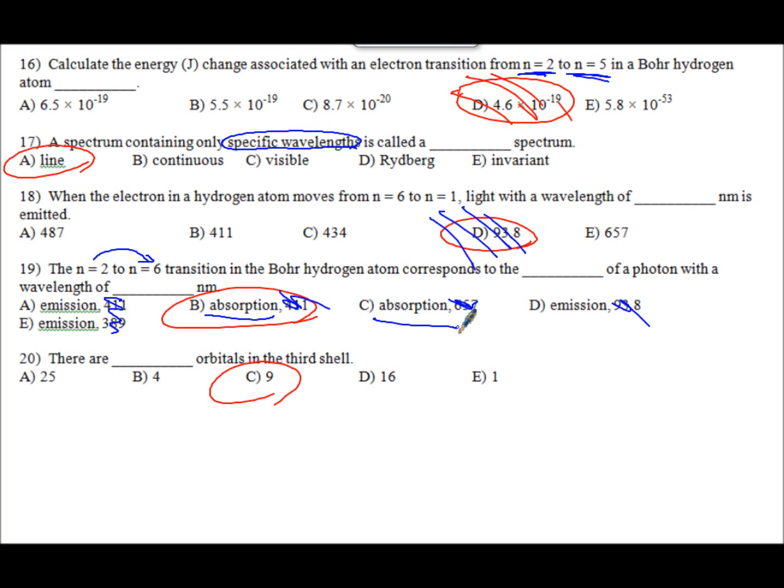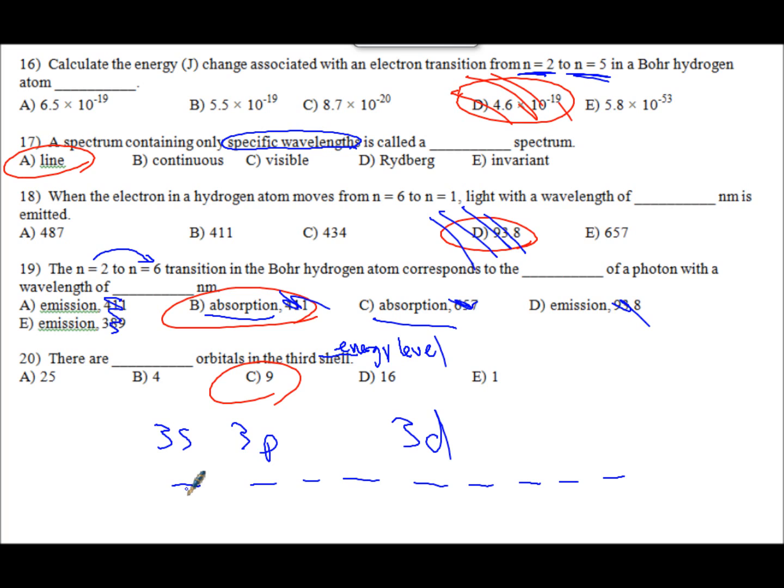Number 20, there are blank orbitals in the third shell. Third shell is the same as the third energy level. So the reason the answer is 9 is because you have S's, P's, and D's. You could have a 3s, which is 1 orbital. You could have 3 P's, which is 1, 2, 3 orbitals. And you could have those pesky 3D's, 1, 2, 3, 4, 5. So 5 plus 3 plus 1 is 9.